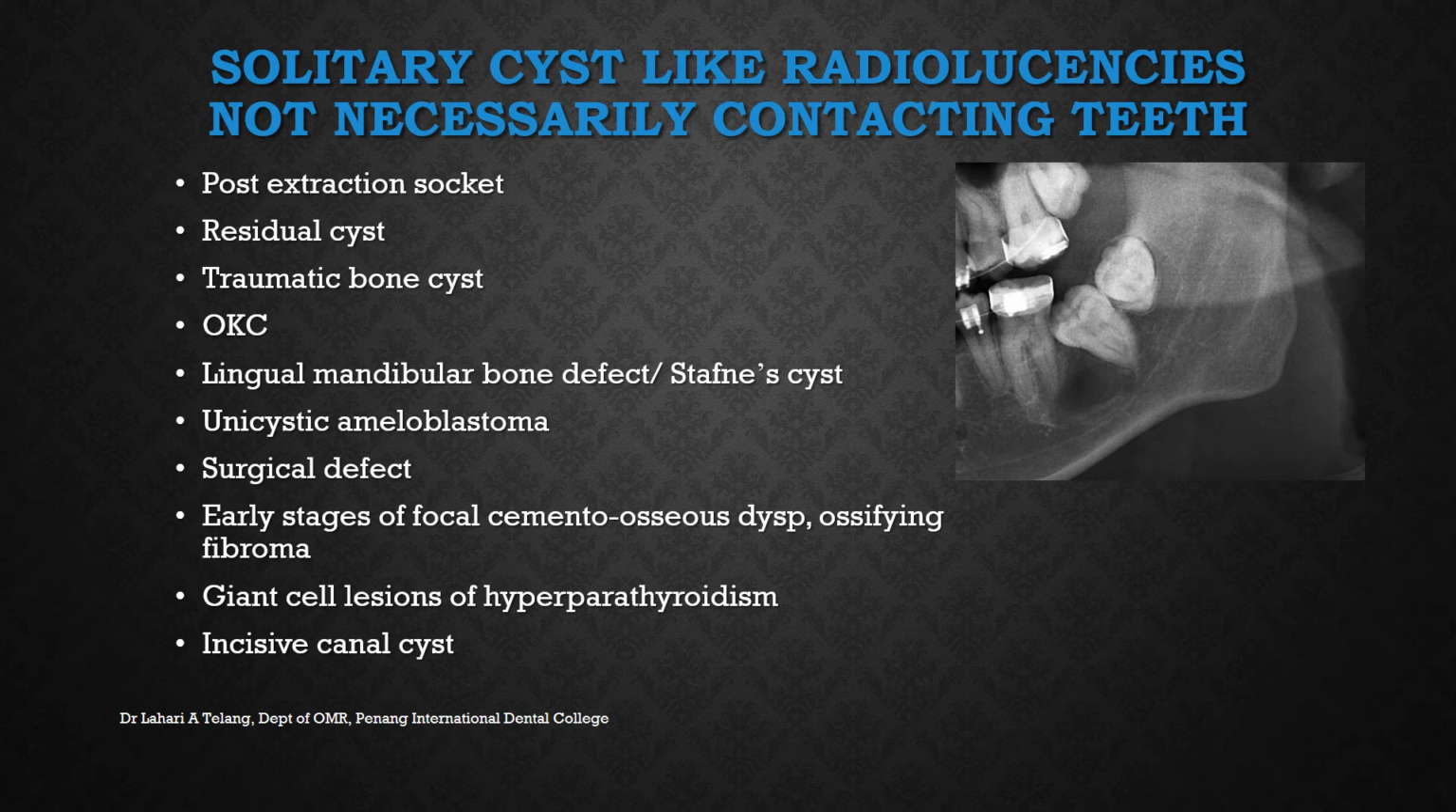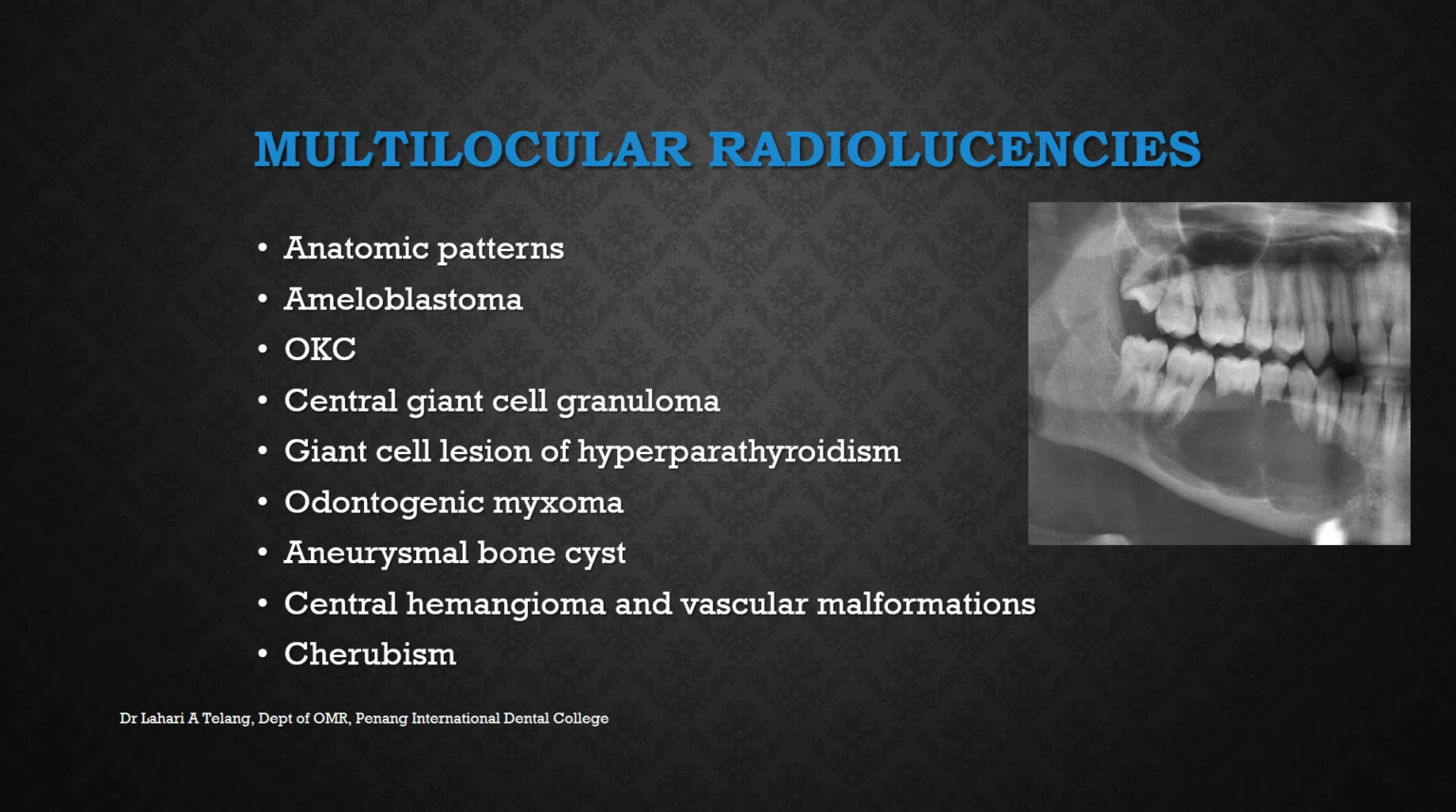Solitary cyst-like radiolucencies not necessarily contacting teeth could be due to a post-extraction socket, a residual cyst, a traumatic bone cyst, or OKC, which could be examples of cyst-like lesions appearing in the mandible or the maxilla. Multilocular radiolucencies are the ones which have multiple locules. Common examples would be ameloblastoma, the OKC, central giant cell granuloma, myxoma, aneurysmal bone cyst, etc.